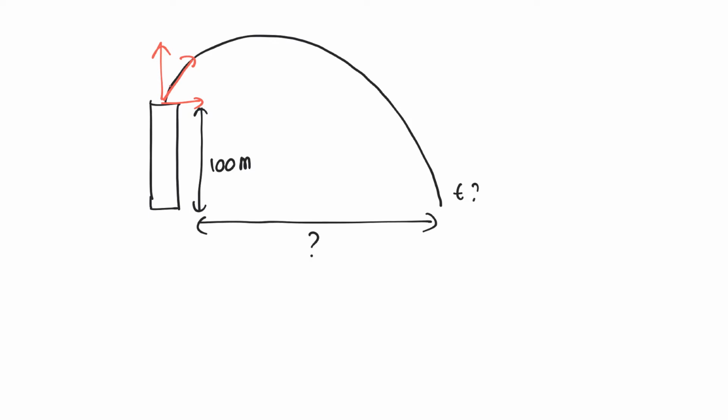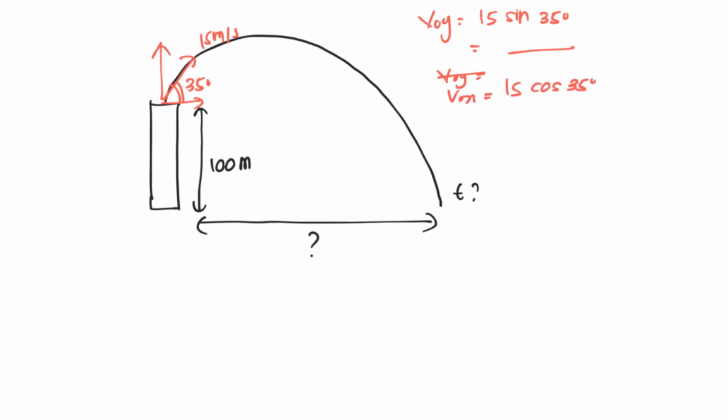So for example, if the angle is 35 degrees with 50 meters per second, please make sure that you put it as V naught y is 50 sin 35 degrees, and then V naught x is 50 cos 35 degrees.